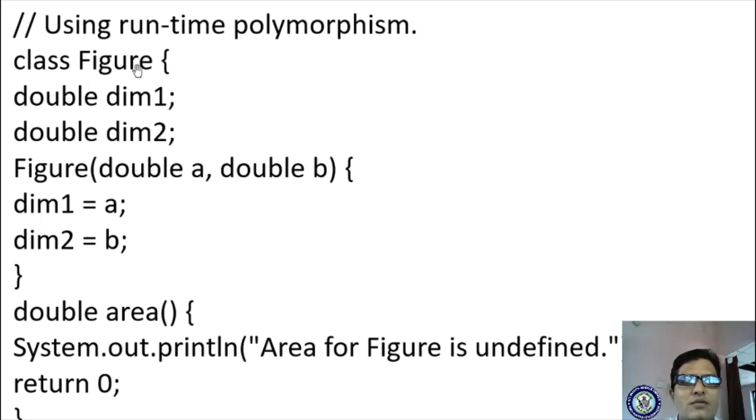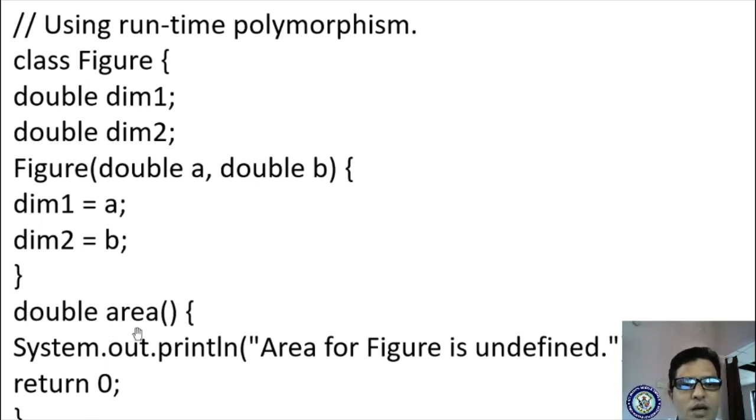Okay, class Figure exists. In class Figure, I am taking two variables. What are the two variables? dim1, dim2 as double variables. Now I am defining the constructor. Please observe, it is a constructor. So the Figure constructor, for these variables, takes two parameters, double a, double b. So I'm storing a in dim1, and dim2 I'm storing b. Here the constructor ends.